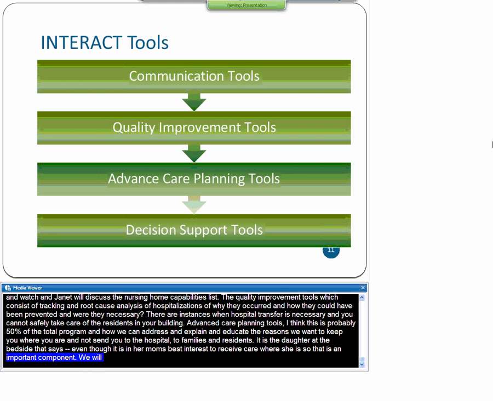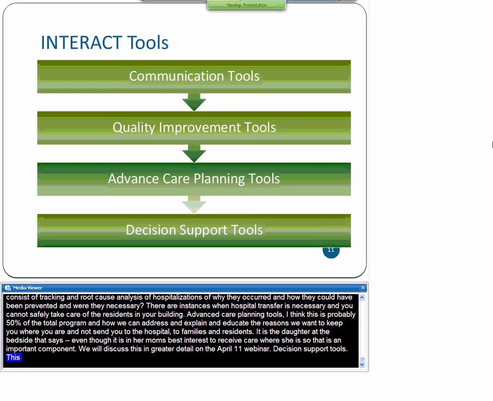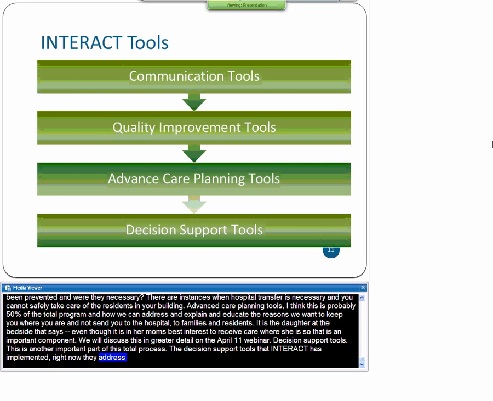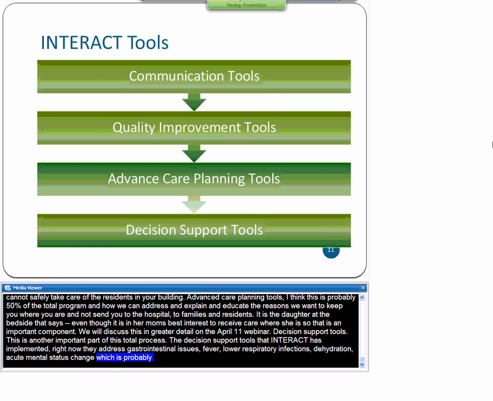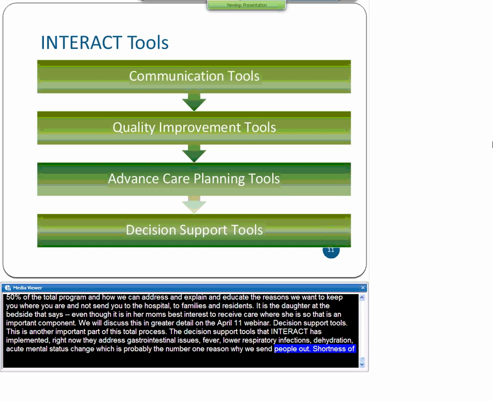And decision support tools. This is another important part of this total process. The decision support tools that INTERACT has implemented right now address gastrointestinal issues, fever, lower respiratory infection, dehydration, acute mental status change, which is probably the number one reason why we send people out, shortness of breath, change in behavior, and CHF. I think that covers it for now. And these are neat tools that nurses can keep by the telephone or on the nursing patient app, flip through so that they can make sure they implement the care needs that they are going to and assess the resident accurately.